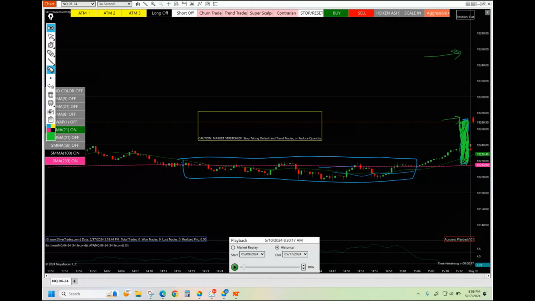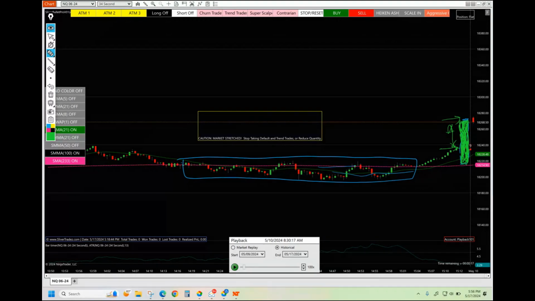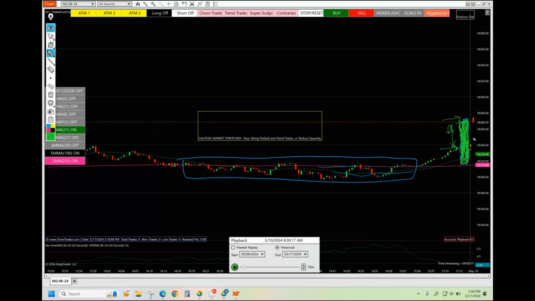So here it's fairly close to yesterday's close. Yesterday's close was here. It's only this much, like 28 points distance. So now, my bias is on the long side.